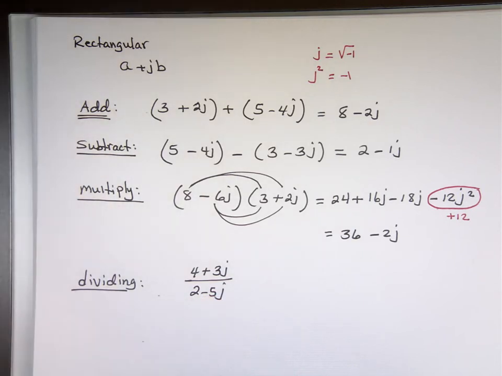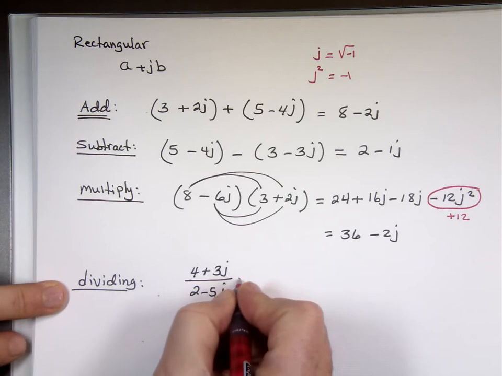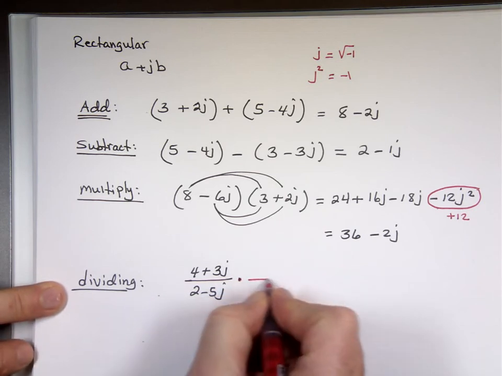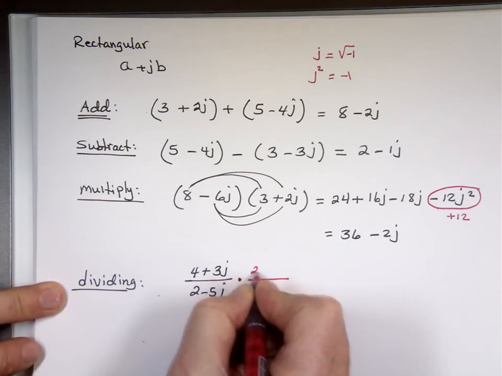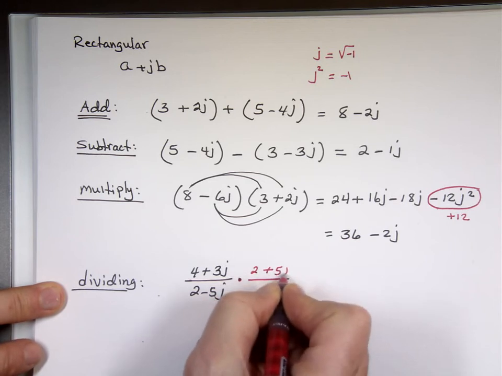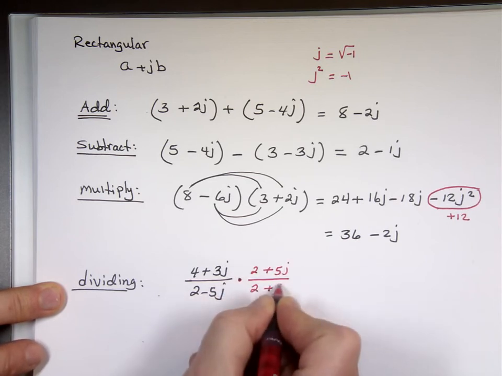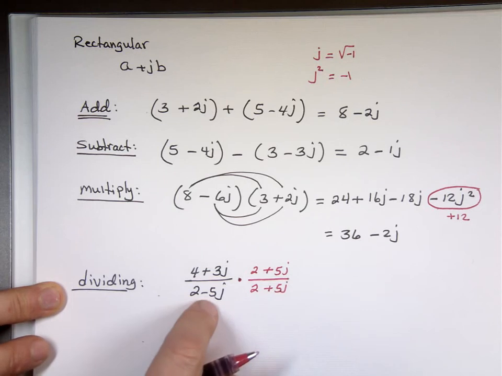So here we multiply by the complex conjugate, because these are complex numbers. What's the complex conjugate? You switch that sign. 2 plus 5j. That's the complex conjugate.